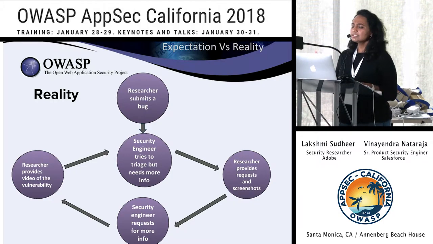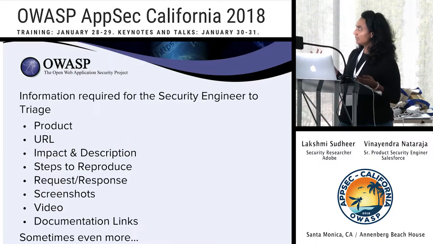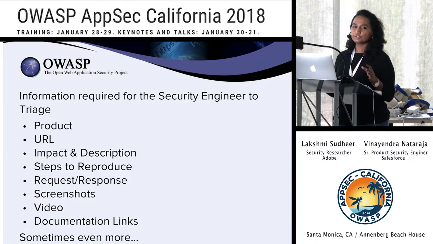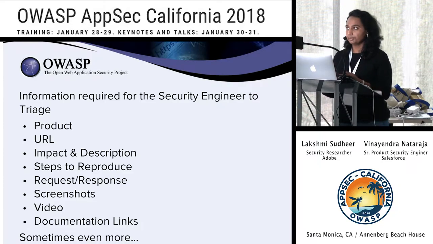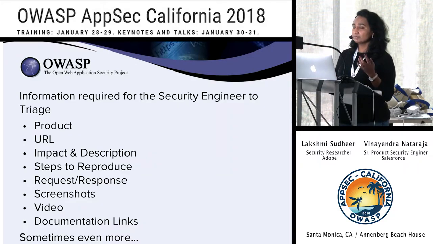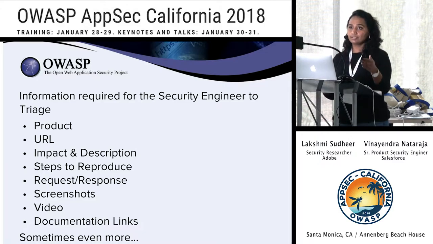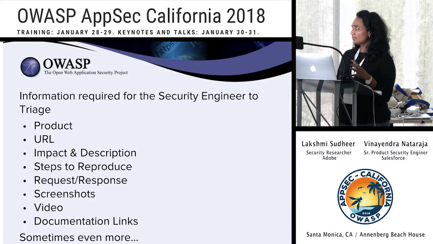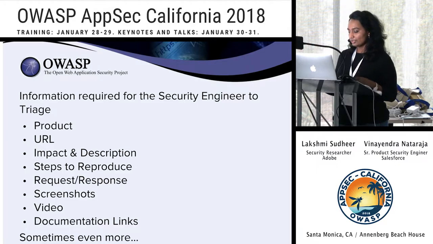And so let's look at a list. This is not an exhaustive list. To begin with, what information would a security engineer require to triage? Of course, he needs to know what product the vulnerability is on, what the URL is, what the description is, what the steps exactly are to reproduce, and the pre-existing conditions for this bug to occur. And he may also require some of the request, response, or probably a video walkthrough of what all happened and what was the complete process. And maybe that bug occurs only when you do step one, step two, and then step five, and then step four, or something like that. So you need all of this information and way, way more than this. So this is pretty much the major list of what a security engineer needs to triage.